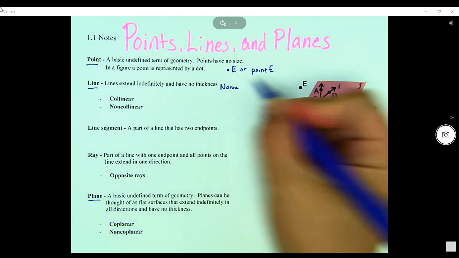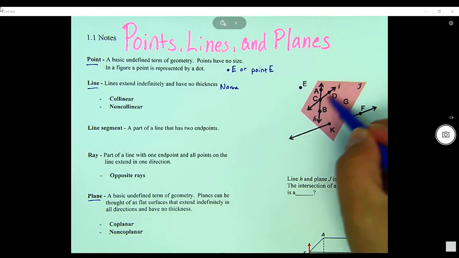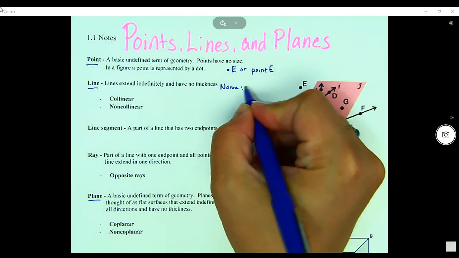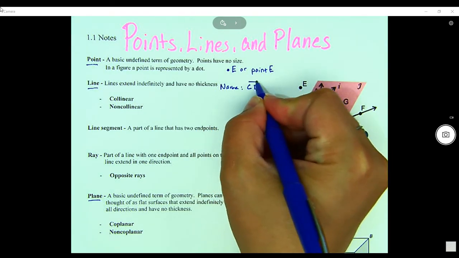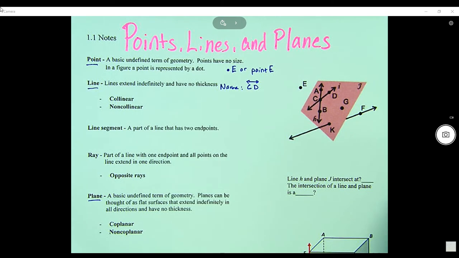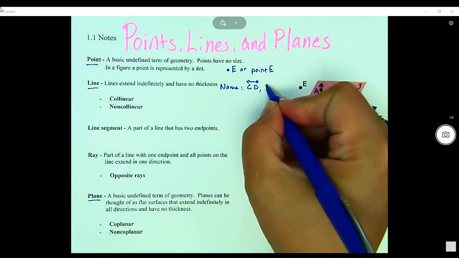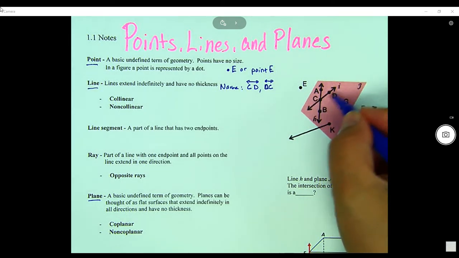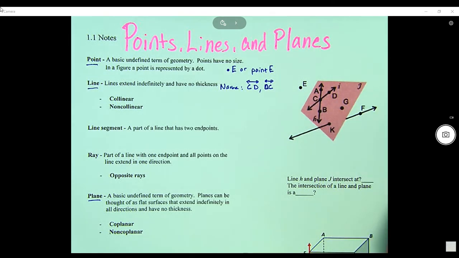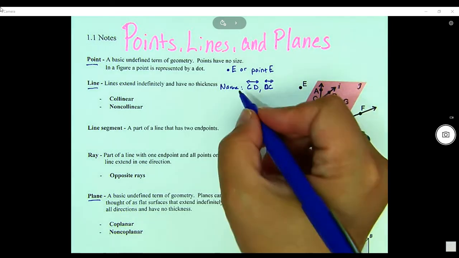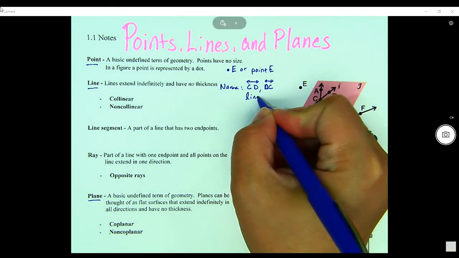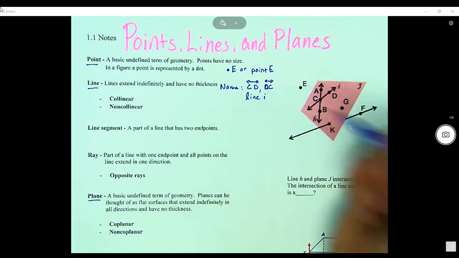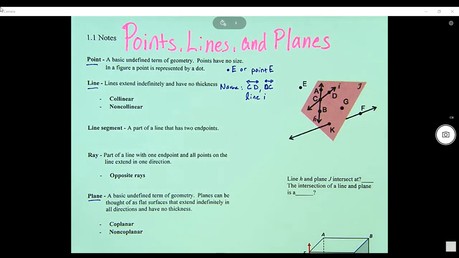For example, this line here, we could call it line CD, and you could put that little hat on top that means line, or you could call it DC, or you could call it by this little lowercase letter that represents that line. So line l. Those are usually italicized.